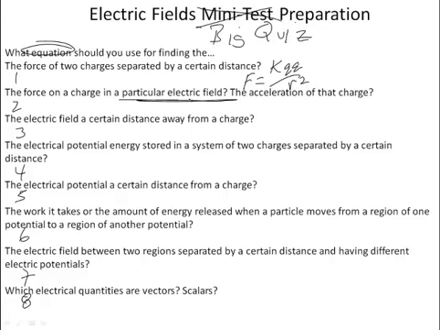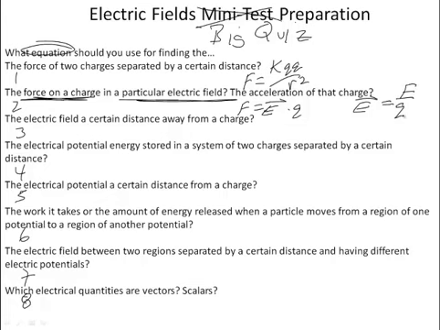Okay. What about the force on a charge in a particular electric field? What equation will we use for that? So what equation is this? A force on a charge in a particular electric field, assuming we know what the charge is. E times Q. Okay, good. So force is equal to the electric field times the charge. That comes from the fact that the electric field is by definition the force per unit charge.